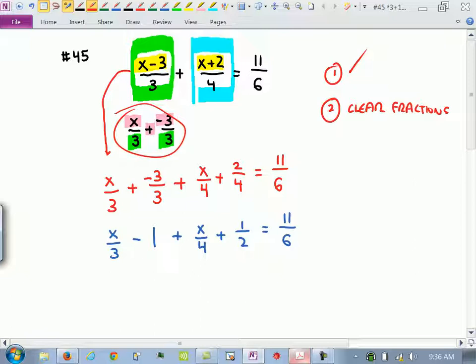Okay, so I need to clear the fractions. To clear the fractions, we have to find an LCD. And to find an LCD, we look at all the denominators. So I'm going to look at, I've got a 3, I've got a 4, I've got a 2, I've got a 6. So 12. Now, how do we get that?